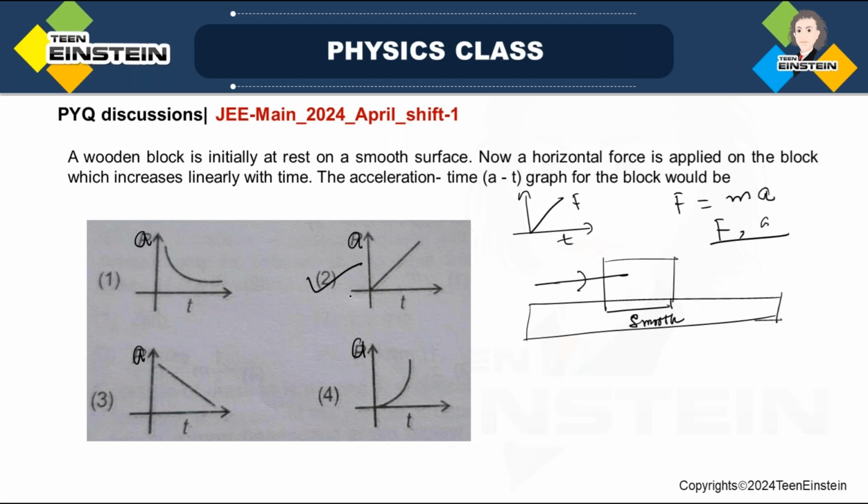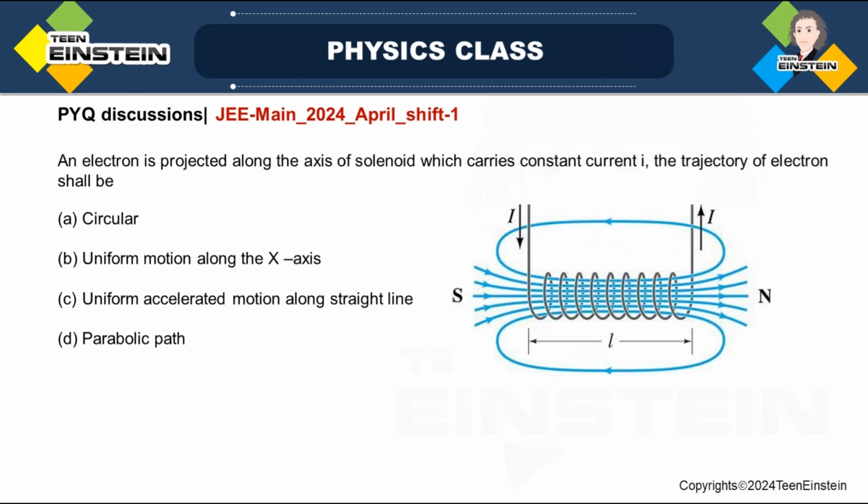Why is this correct? Because force is having this linear variation, and force and acceleration have the same kind of variation. That is the reason. Now we'll see the next problem.